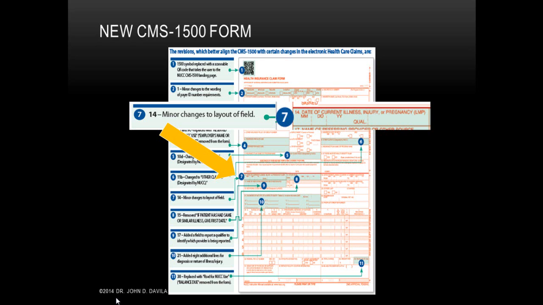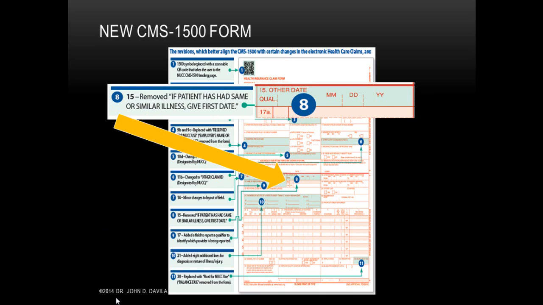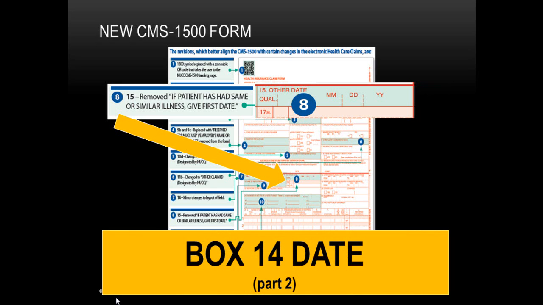There's some minor changes there, okay? Very simple stuff, nothing's going to change what we're doing, okay? But that's just part 1 of box 14. The next one is another date, okay? If the patient had same or similar, that's now taken off, all right? That's box 14, part 2. That's been removed, so you don't have to worry about that anymore. You had to put that in in the past. That's been removed off the form, no big deal.